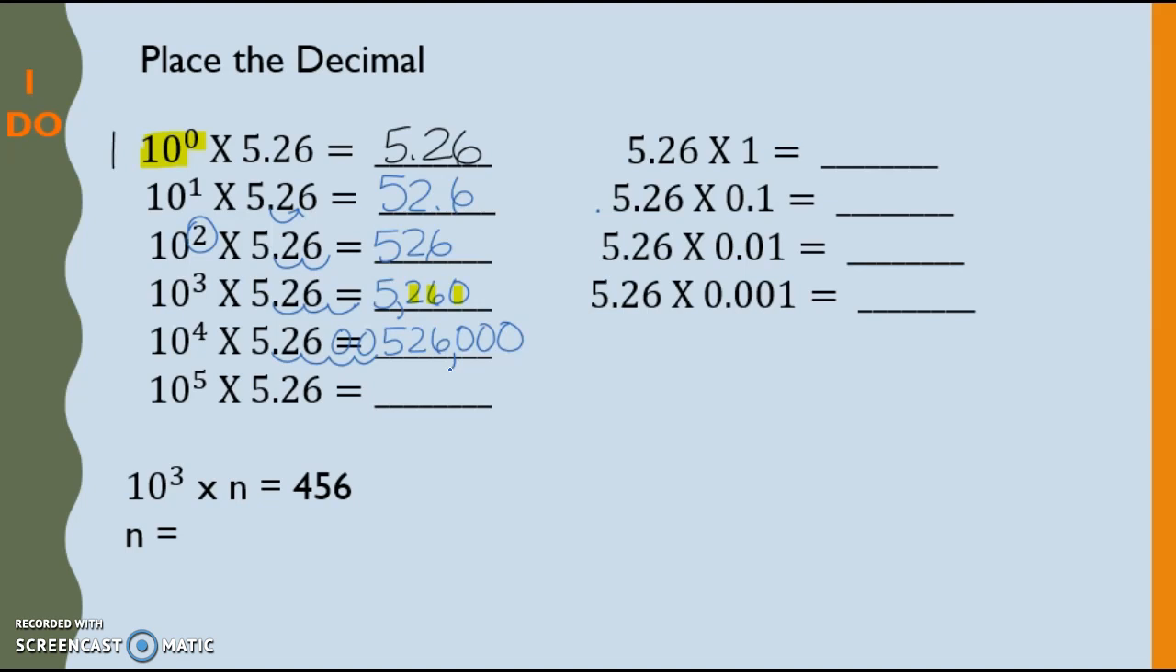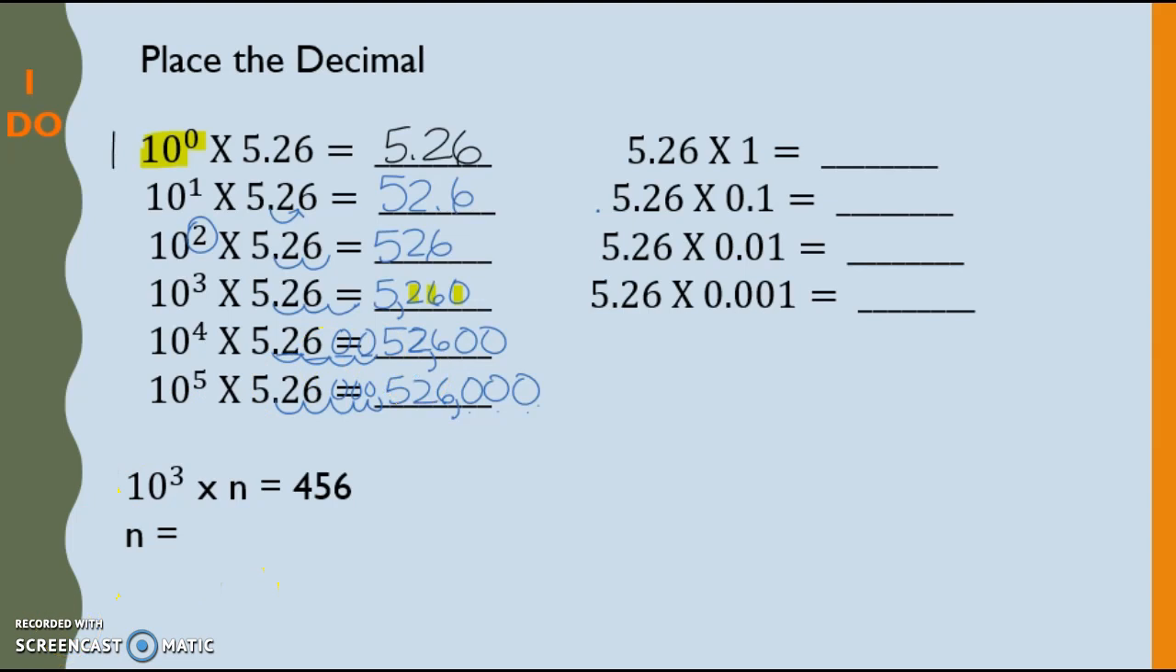Now we have, oh, I put too many zeros. We would have had 526,000, but I realized I made a mistake there. There should only be 2 zeros because we moved the decimal point 1, 2, 3, 4 times. And now for the 5th time, 1, 2, 3, 4, 5, place the zeros. I'm going to write all of my digits. Then I'm going to count from the right, 1, 2, 3, and place the comma.